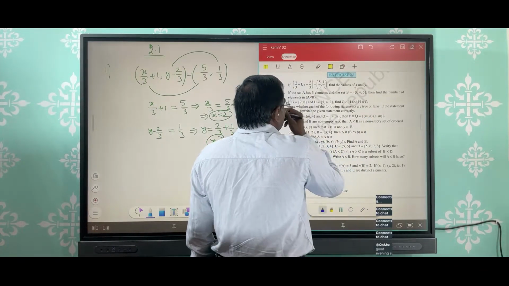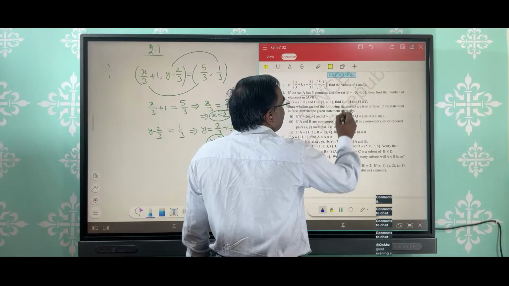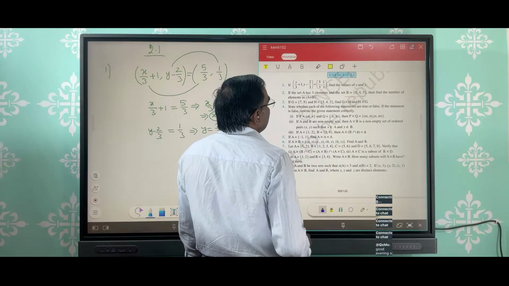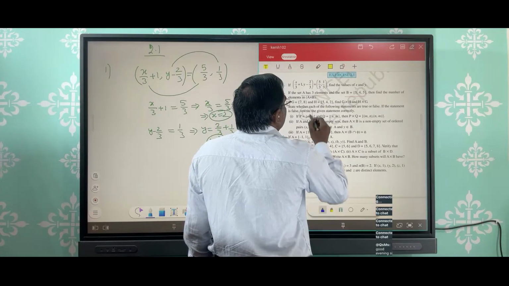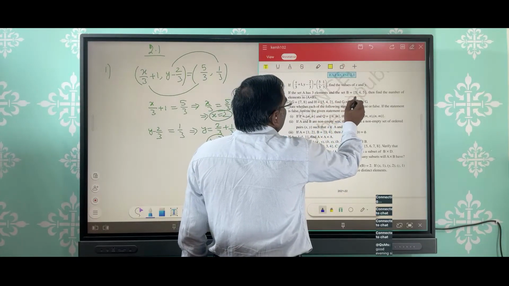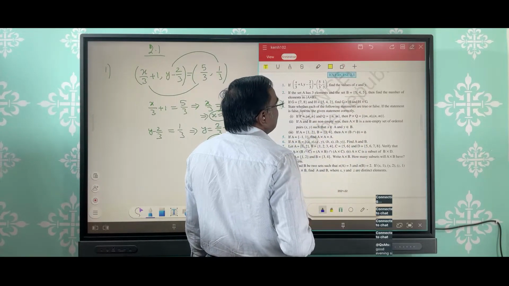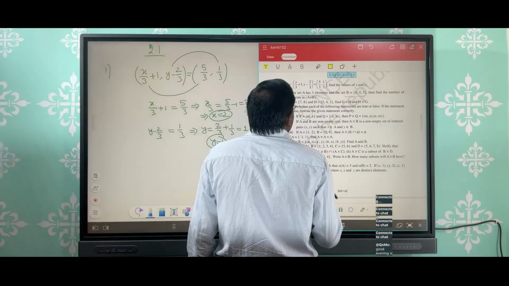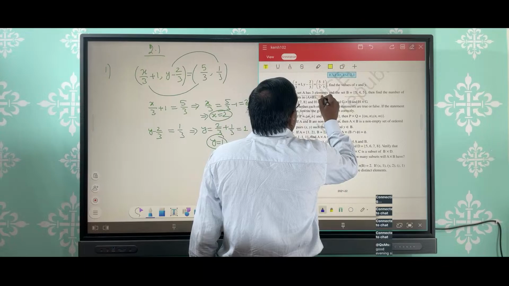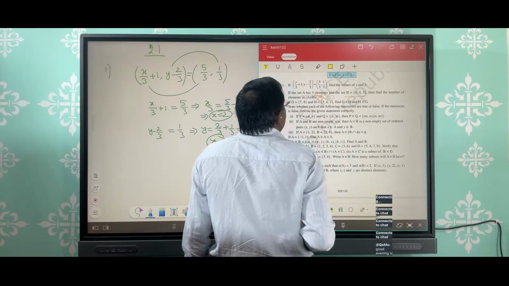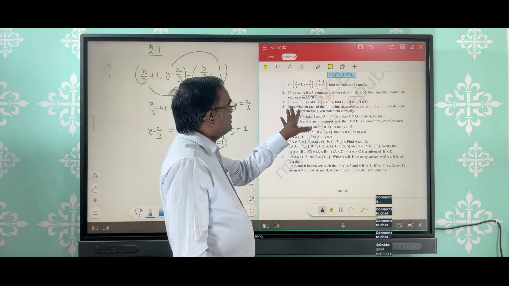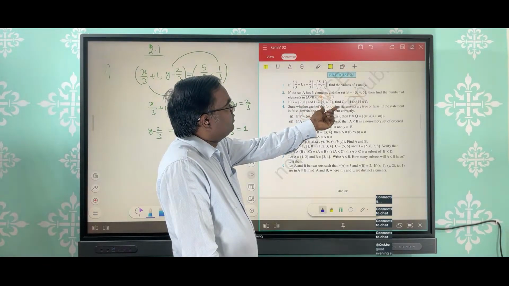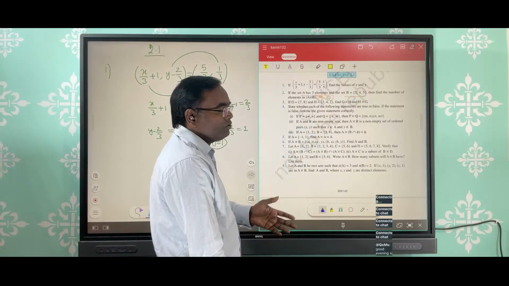Similarly, if the set A has three elements and set B also has three elements, then find the number of elements in A cross B. So 3 into 3, that is 9 elements. The total answer is 9 elements. If G is the set of 7, 8 and H is the set of 5, 4, 2, find G cross H and H cross G. You can do this. This is very easy.